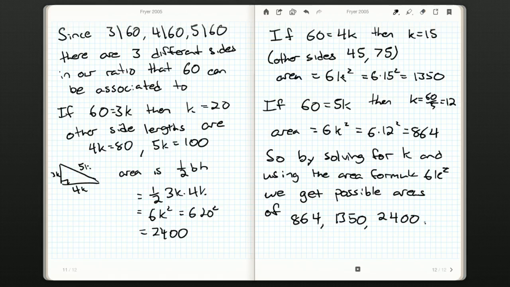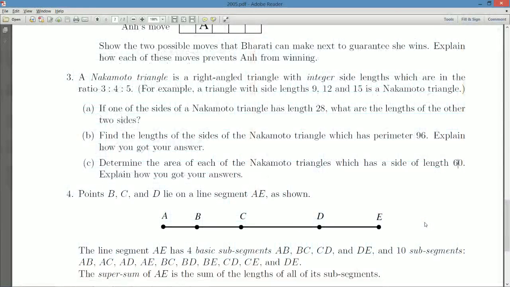The Pythagoras theorem didn't really come into it a whole lot. That's actually pretty nice. Right angle triangle, we never had to really use Pythagoras' theorem. It was really just a bunch of sort of triangle ratios for the most part. So a nice little question.